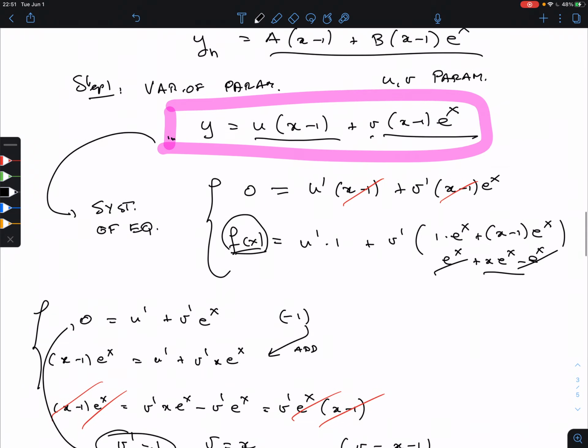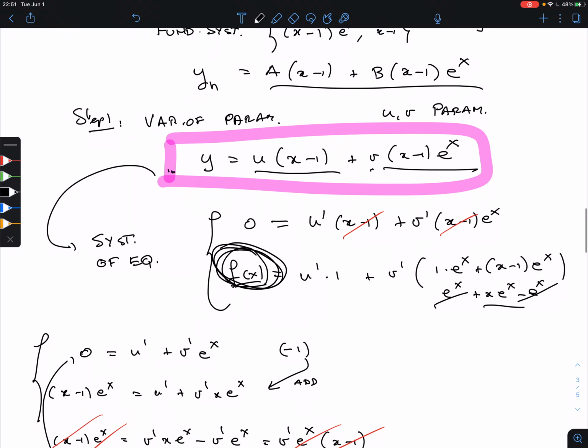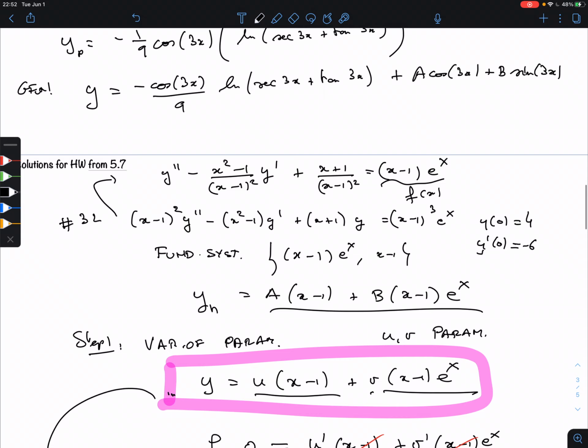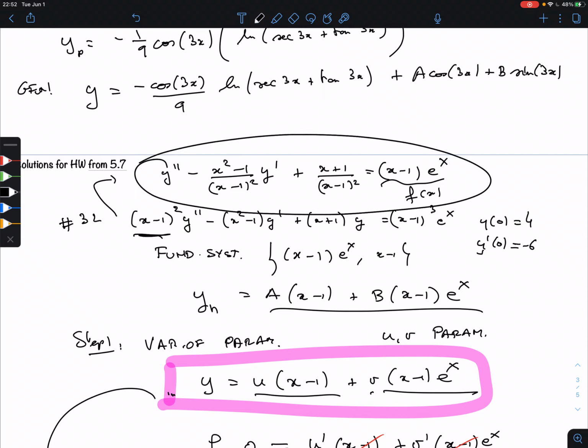And I said a very common mistake here is to not take this to be the forcing function, and the forcing function you can only see when you write it in standard form. This is not standard form, because with x minus 1 squared in front you have to divide it away, and then you see what the forcing function is. All right.